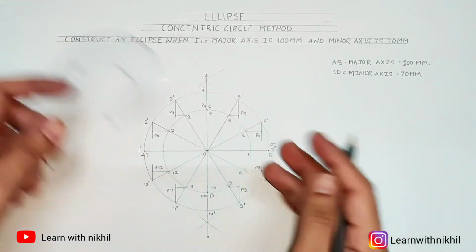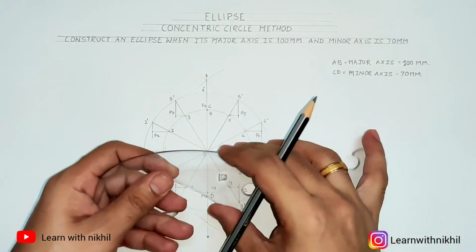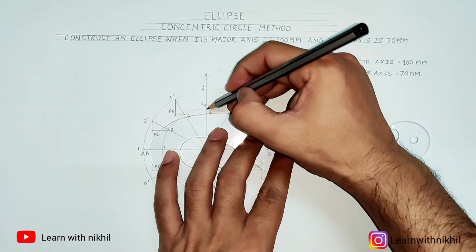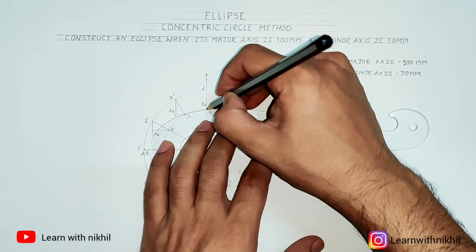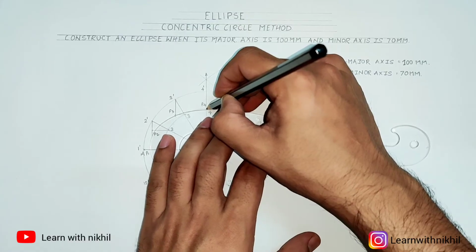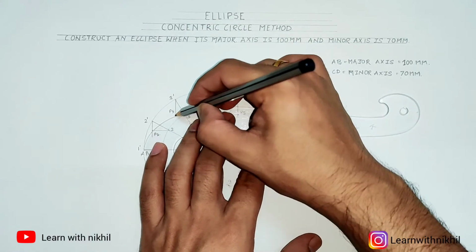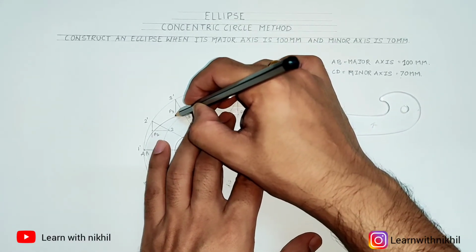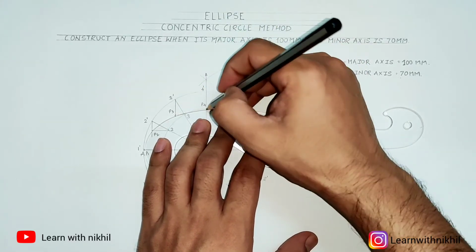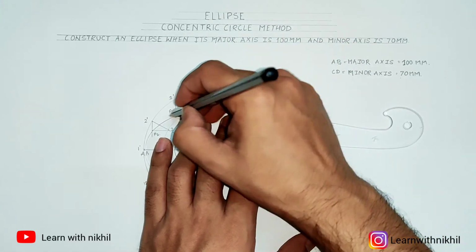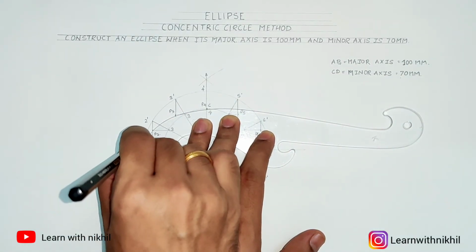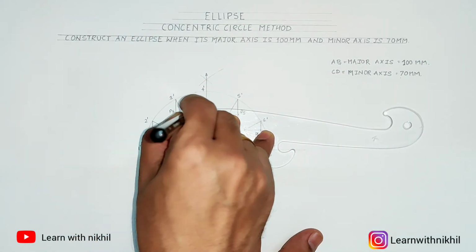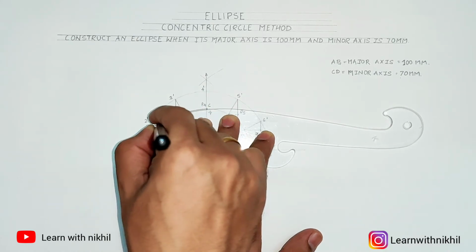Now we have to join these points, and you know the procedure for joining the points. We have to use French curve. So considering 3 or more than 3 points, we have to align it properly and we have to draw a curve. So here I am considering all the 4 points and I am drawing a curve. This will be the 1/4 part of the ellipse.